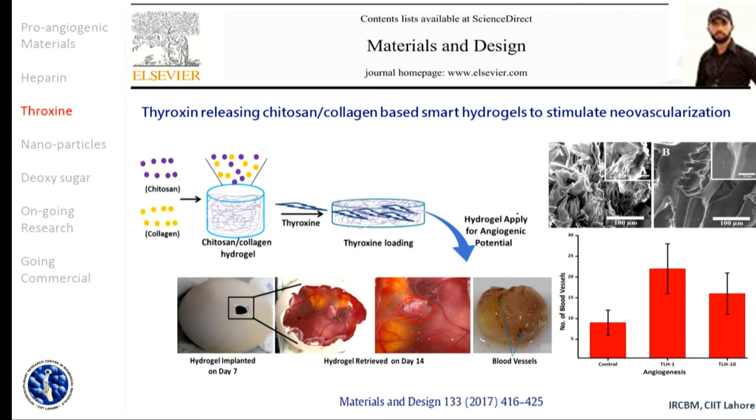So that's the thyroxine now. During my postdoc in Japan, I was working on thyroid hormone derivatives, and I was really encouraged by that work to ask whether we can use thyroxine as a pro-angiogenic agent. So what we have done is we have chitosan and collagen membranes loaded with 1 milligram or 10 milligram of thyroxine. When we put this in the CAM assay, we can clearly see that the number of blood vessels went very high when we used 1 milligram, as compared to 10 milligram, which was a bit toxic, but 1 milligram is fine, and the number of blood vessels increased very well.